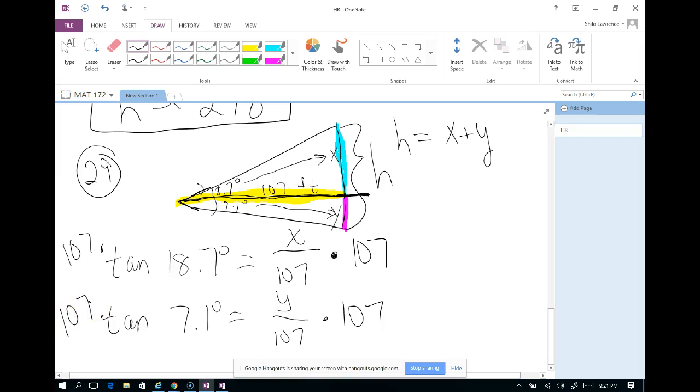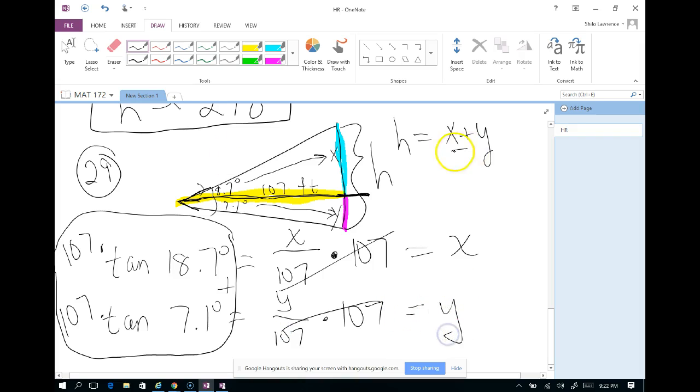So I want to know what 107 tan 18.7 and 107 tan 7.1 add to be, because that will equal x and y, and we said adding them together will give us the full height. So I'm just going to type this entire thing in my calculator, 107 tan 18.7 plus 107 tan 7.1.